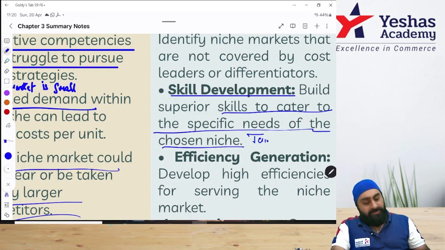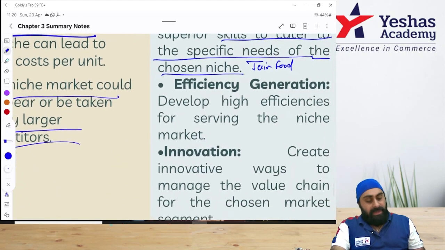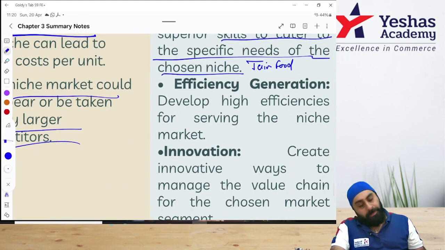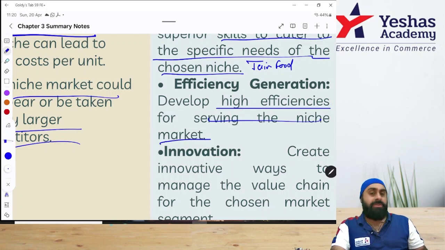I would say Jain food. If you want to start a restaurant of Jain food and your locality is Jain, trust me, you're going to make huge amount of profits because of skill development thing. Efficiency generation. High efficiency serving the niche markets.